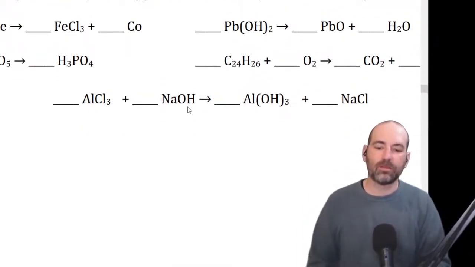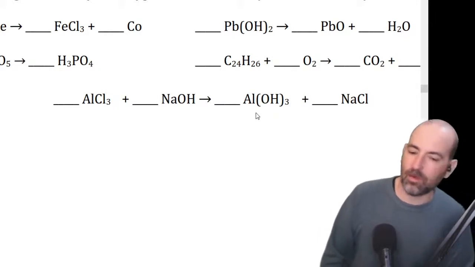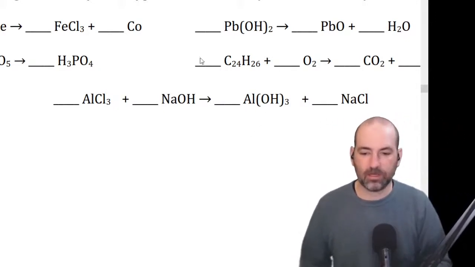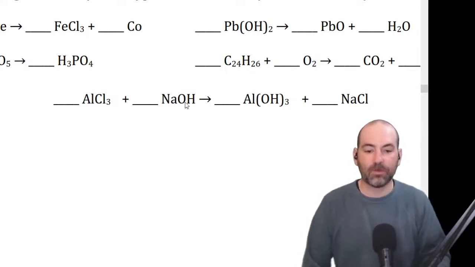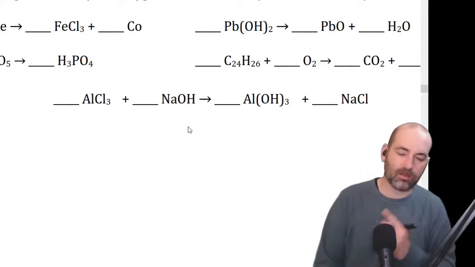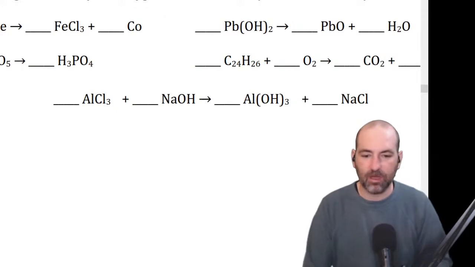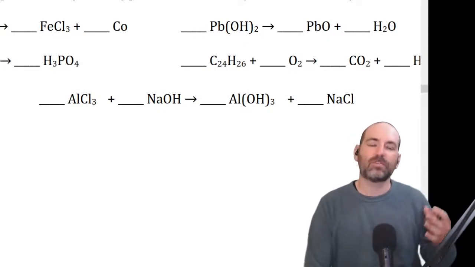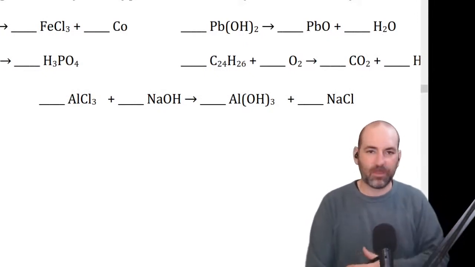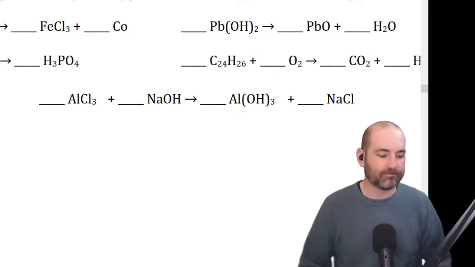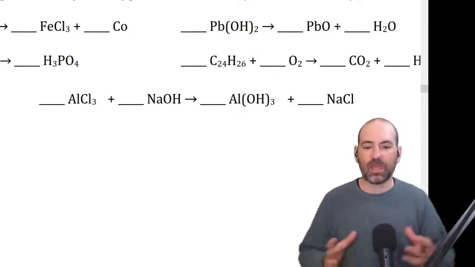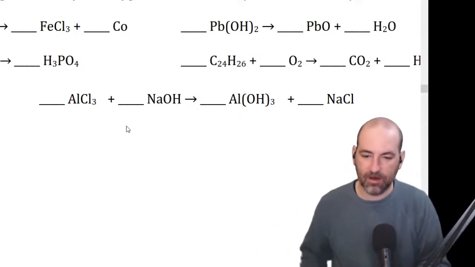Aluminum chloride, sodium hydroxide, then the products are aluminum hydroxide and sodium chloride. When you have polyatomic ions in an equation, sometimes it's helpful to keep those together. In this particular example, it doesn't matter all that much, but sometimes, like if you've got a lot of sulfates and phosphates and nitrates or whatever, if you have to count oxygens and all of those different things, it can be really confusing and potentially introduce errors. So it's easier to keep those ions together. So let's practice that here.